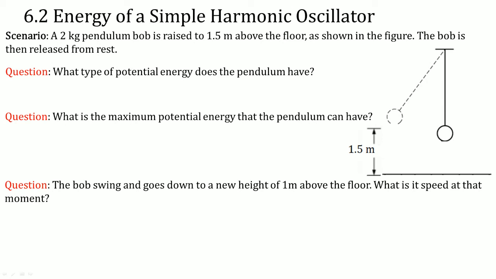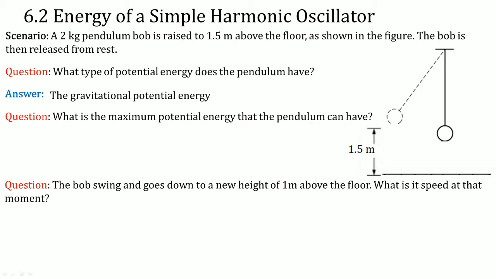Scenario: a 2 kilogram pendulum bob is raised to 1.5 meters above the floor, as shown in the figure. The bob is then released from rest. Question: what type of potential energy does the pendulum have? Answer: the gravitational potential energy, because it is above a certain height.